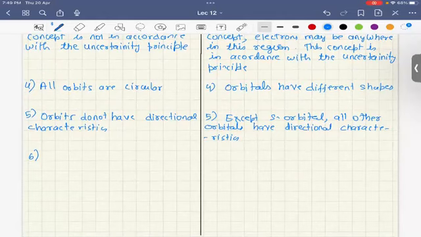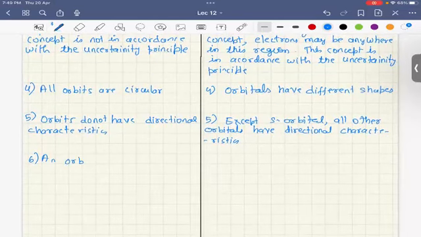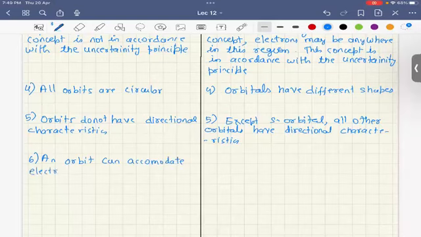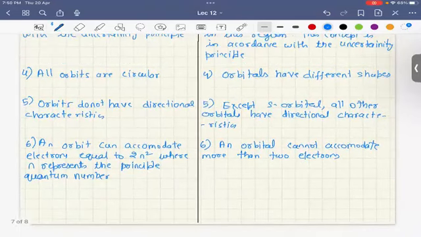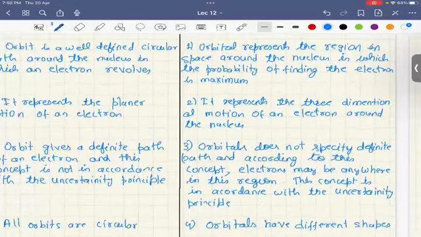the principal quantum number, whereas an orbital cannot accommodate more than 2 electrons, right? An orbit, so this we are going to study, can accommodate electrons equal to 2n square, where n represents the principal quantum number, and an orbital cannot accommodate more than 2 electrons, right? So these are the differences between an orbit and an orbital, right?